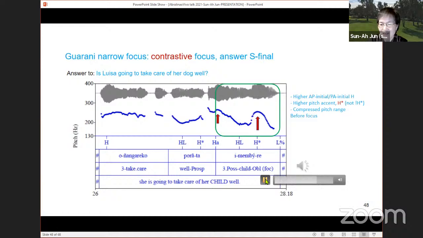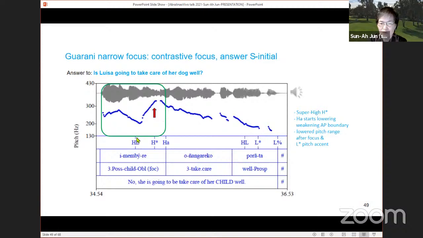The next one is when the focused word is at the beginning. Again, this is the answer to a yes-no question. It's a contrastive or corrective focus. So the pitch accent is now high star, and the boundary tone is now falling a little earlier. Instead of being higher than high star, it has now started to fall, and there is a compressed pitch range after that.